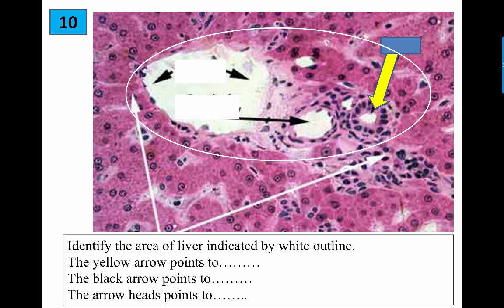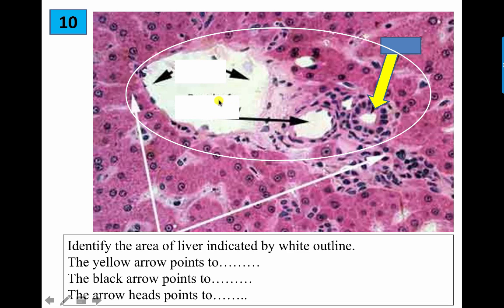Then this is a picture, of course, of the portal tract present at the corners of the classic hepatic lobule, and it shows what? The yellow arrow here points to this bile duct because it is lined by simple cuboidal epithelium with typical central rounded nuclei, and the black arrow points to the blood vessel, which is a branch of the hepatic artery. And here these arrowheads point to the blood vessel, which is a branch of the hepatic portal vein.